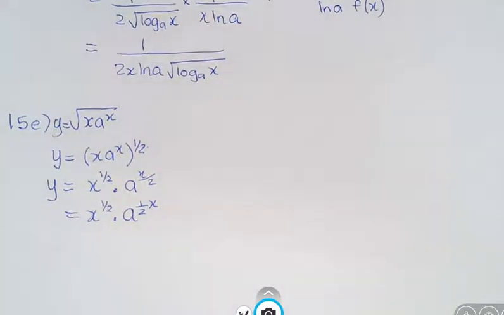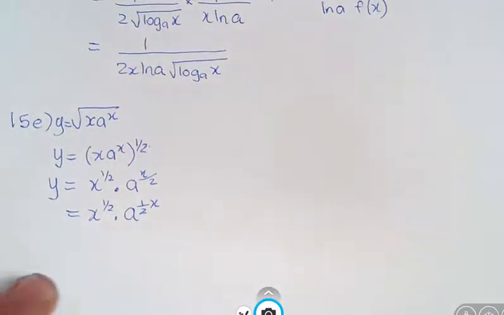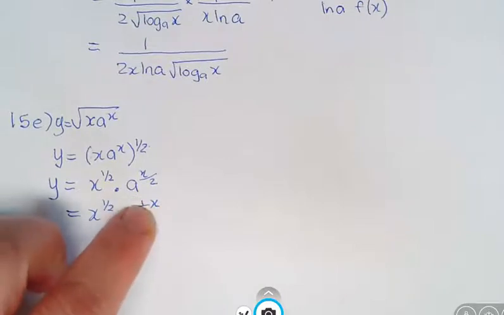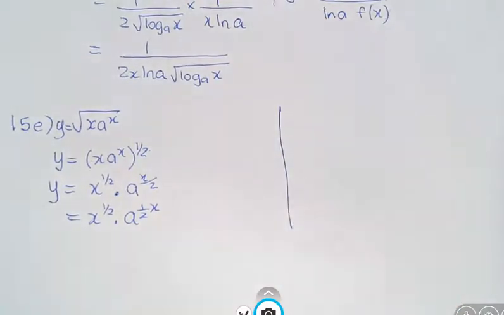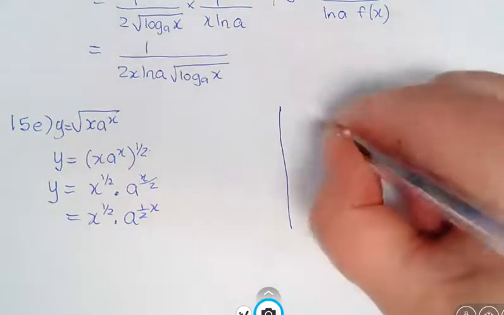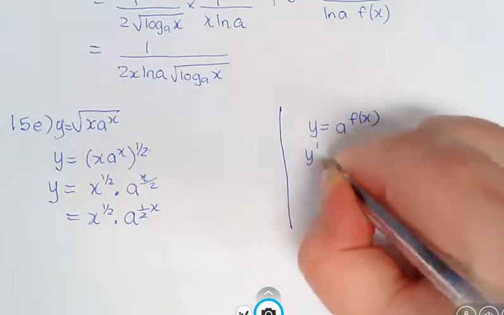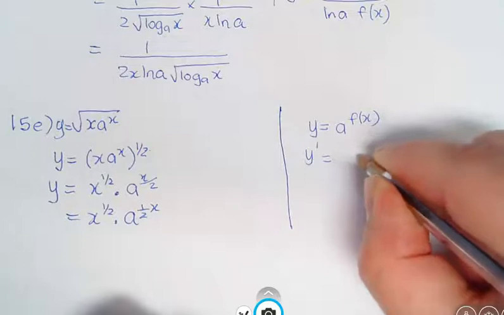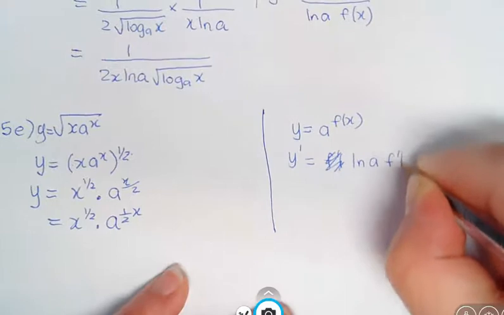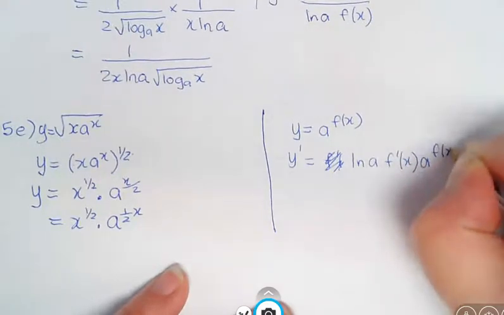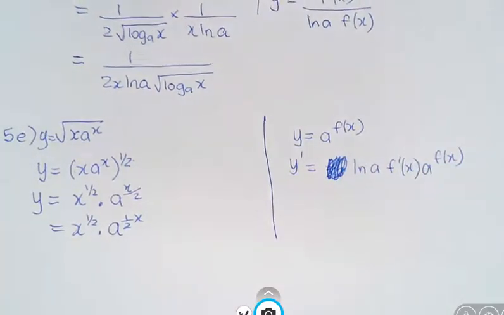If you actually look at your formula sheet, you'll realize we're stuck. We can only differentiate a to the x, not... Oh no, we can do a to the function of x, sorry. Yes, we can differentiate a to the function of x. So just looking at your formula sheet, if y equals a to the function of x, then y dash is ln a f dashed x a to the function of x. So always please just refer to your formula sheet, because sometimes you might think something's not possible, but it is.